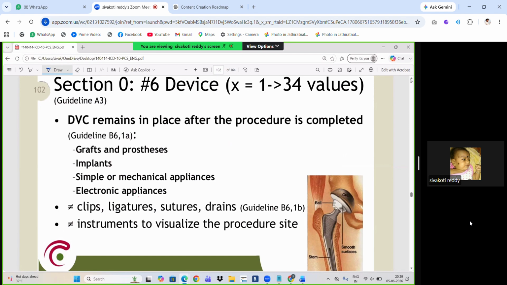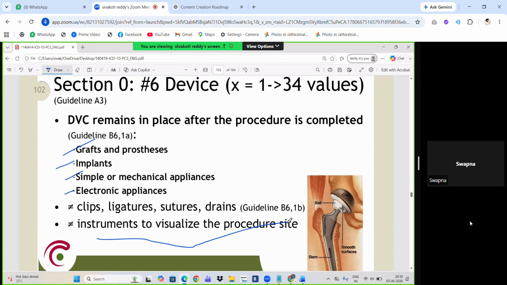Suppose what device they are using, we need to check. Based on that, we will get the code. But what are the things we need to consider as device? What we should not consider, we can check here. Graft, prosthesis, surgical implants, simple or mechanical appliances, electronic appliances should be considered as device. Clips, ligatures, sutures, surgical drains, instruments to visualize the procedure site, which means scopes, we should not consider as device. Why should we not consider suture as a device?